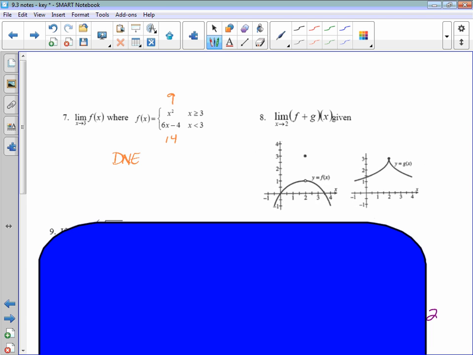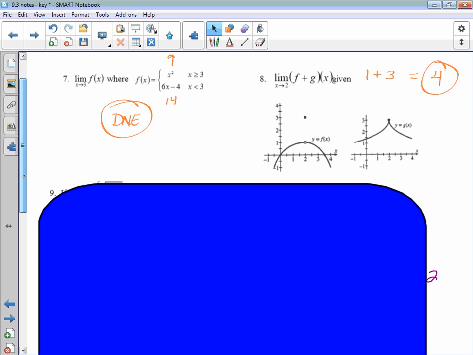Okay, so number 8, we are back to a graph here. So the limit as x approaches 2 of f plus g of x. So what you can do is look at the two individually and then add them together. So what is the limit as x approaches 2 for my f function? 1 plus, what is the limit of g of x as x approaches 2? And 1 plus 3 equals 4. Okay? Yeah, not bad. Those graphs look kind of scary, right? It's not. That's it. Okay? This unit is really not bad, guys.